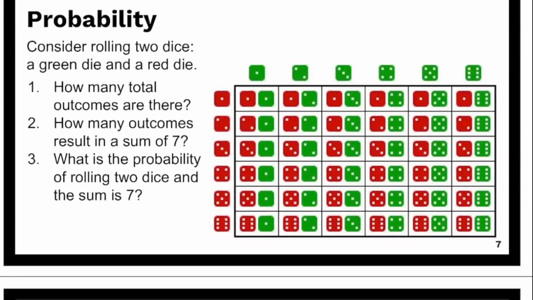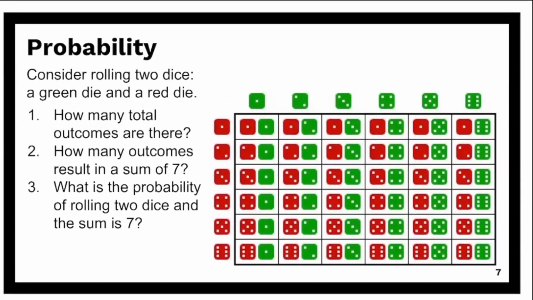So let's take a look at rolling two dice, a green die and a red die. Here we have a quick table where we have the green die up here, red die on the left. And we have a table of all the different possible outcomes that could occur rolling these two dice. So number one, how many total outcomes are there? Well, we have 6 different outcomes at the top, 6 outcomes on the left side. So overall, we have 36 total outcomes.